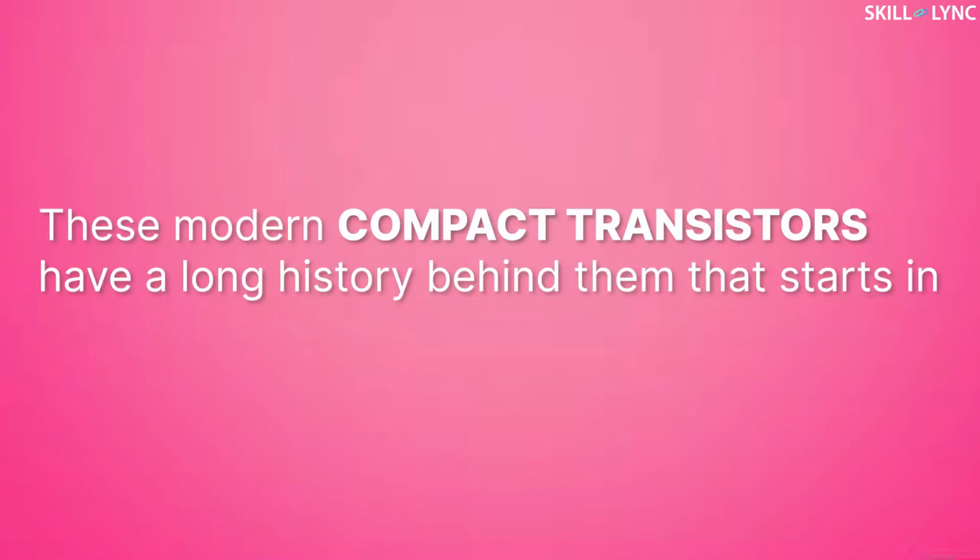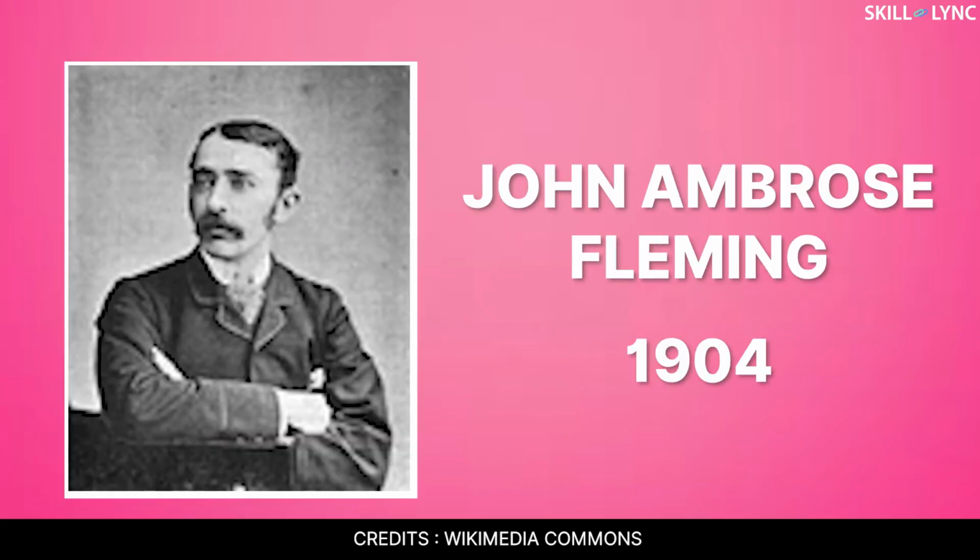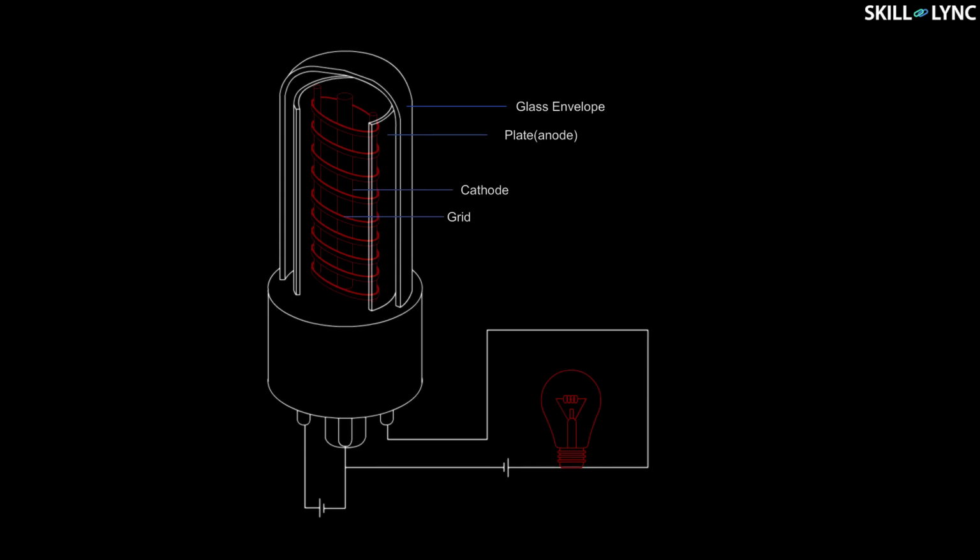These modern compact transistors have a long history behind them that starts in 1904 with the invention of vacuum tubes. Vacuum tubes were invented by John Ambrose Fleming. It consisted of a vacuum glass envelope that had a cathode filament, a grid, and an anode plate. When voltage was applied across the grid, it led the cathode to heat up and generate electrons. These electrons then passed through the grid. As this setup did not have any medium inside, the electrons had very little resistance and were attracted to the positively charged anode, completing the circuit.